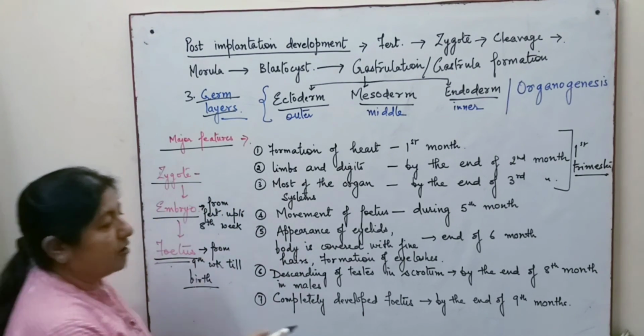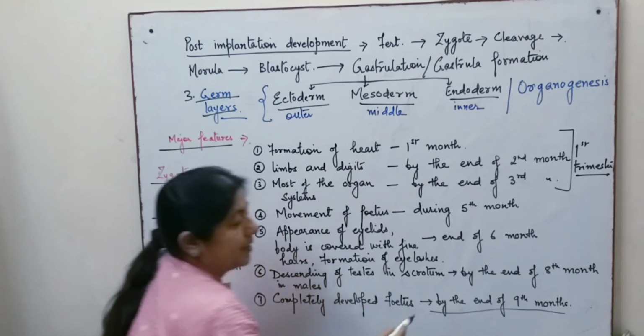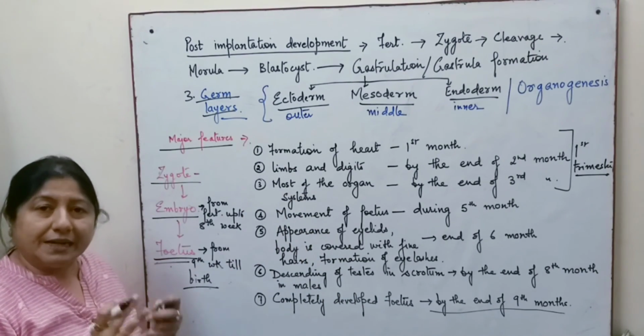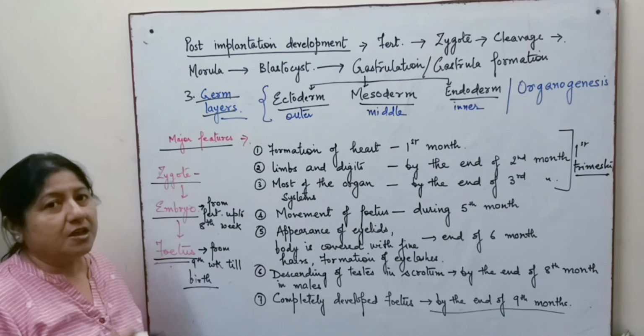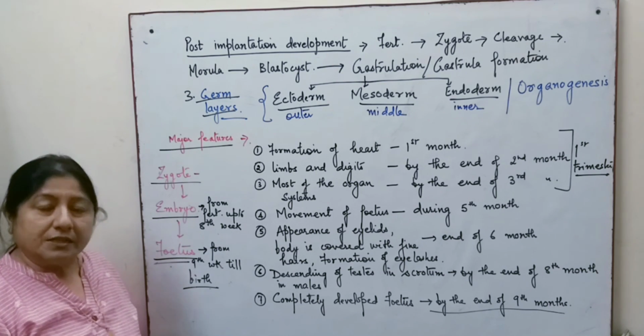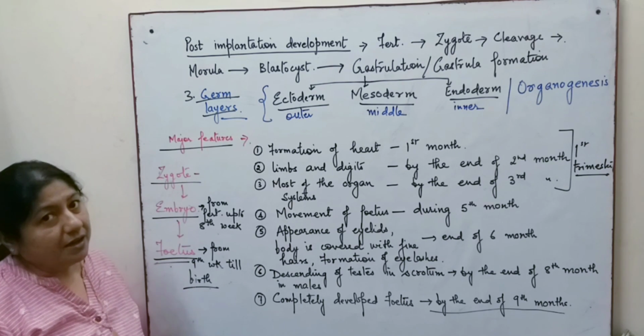That is what we call, by the end of the 9th month, the baby is completely developed and is now ready for the parturition process or the delivery. That is what we are going to discuss in the next video.